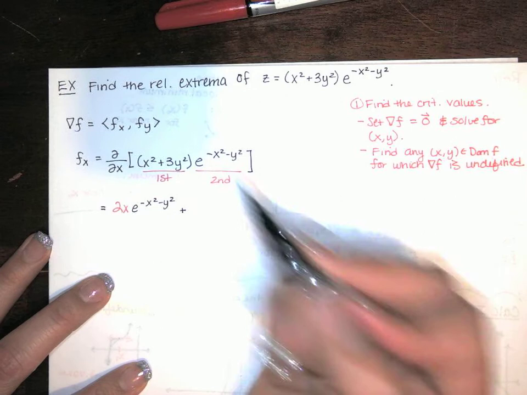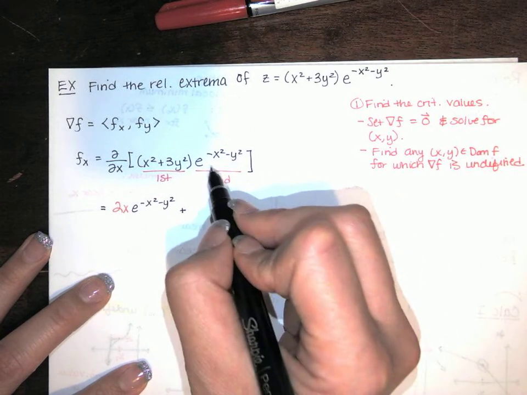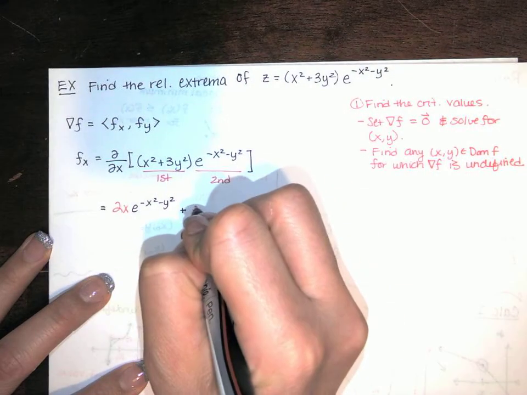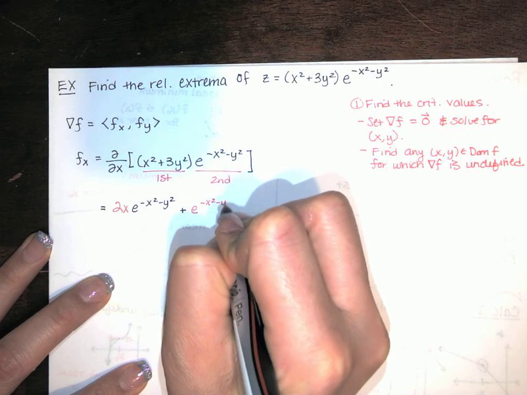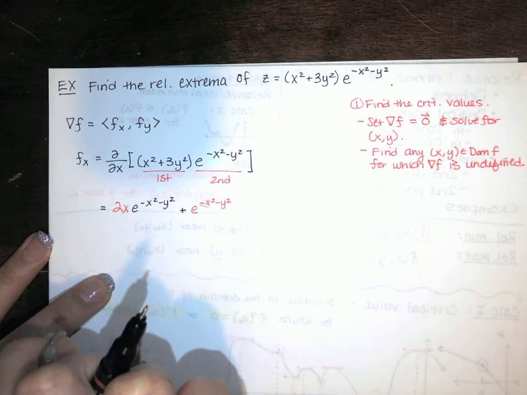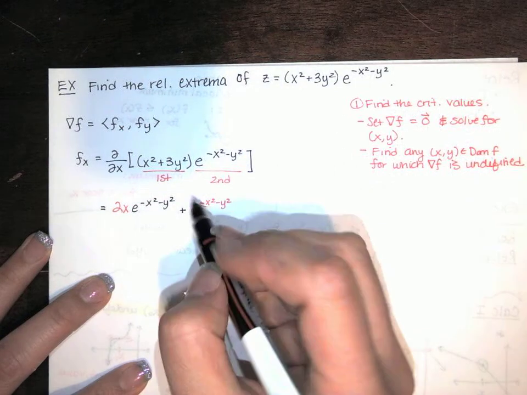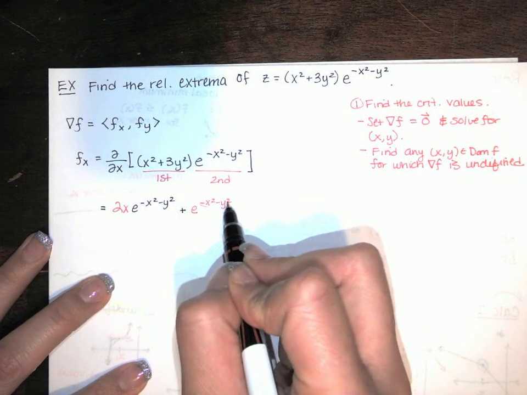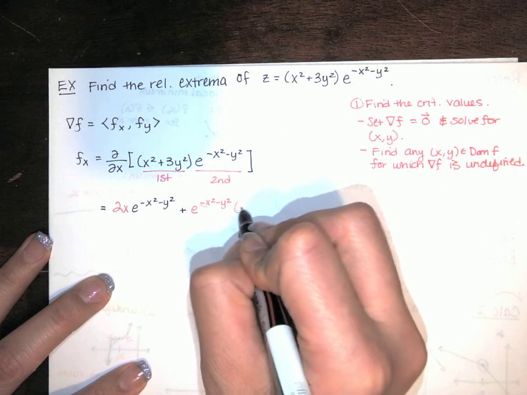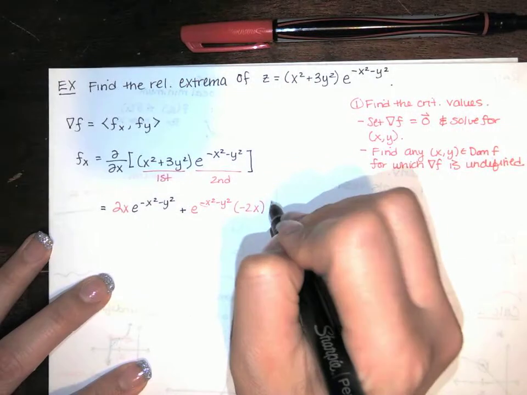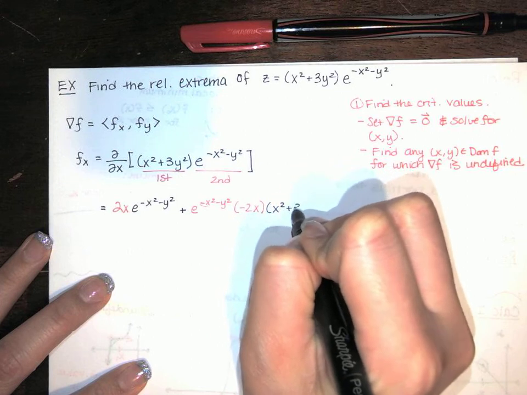plus the derivative of the second times the first. And the derivative of the second requires a chain rule. The derivative of e to some power is e to that power times the derivative of the inside with respect to x, treating y as a constant by the chain rule. So the derivative of the inside with respect to x is negative 2x minus 0. So that's the derivative of the second, and we're multiplying that by the first.